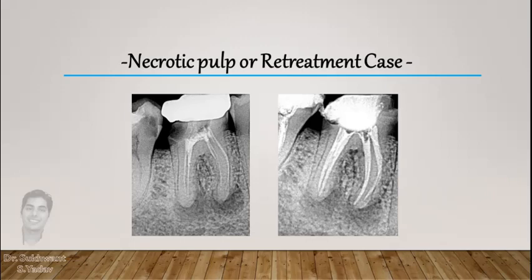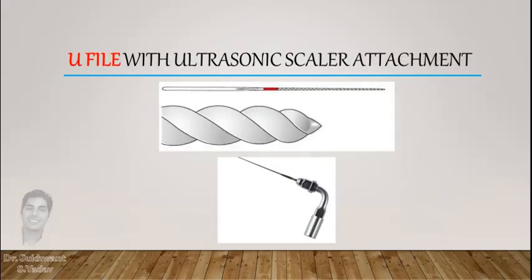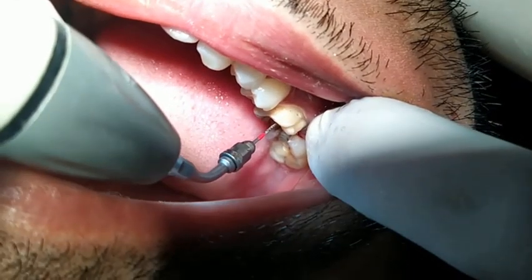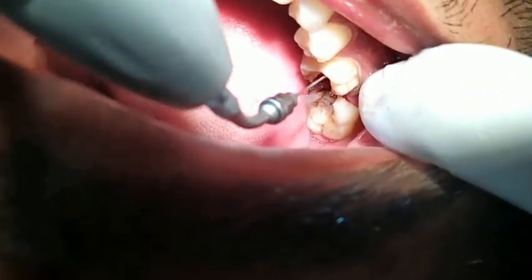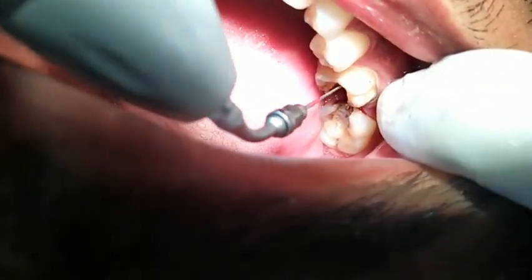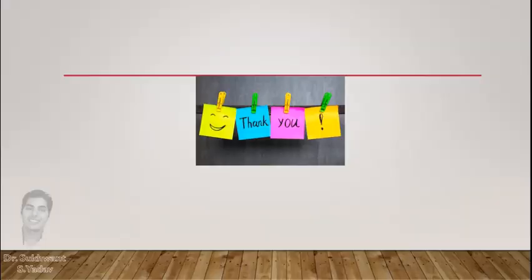Especially in retreatment cases, always agitate the irrigant for better debridement. For this, you can use a U file attached to an ultrasonic scaler. After filling canals with irrigant, place the U file in the canal. Keep in mind that the file should not touch the canal wall, otherwise the vibrations will be depleted.